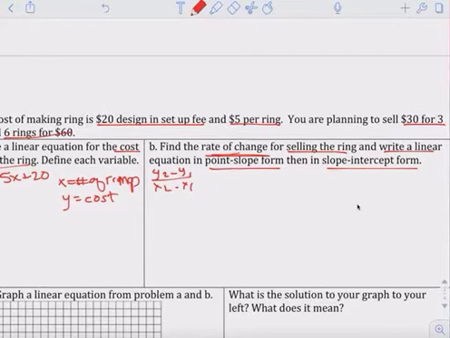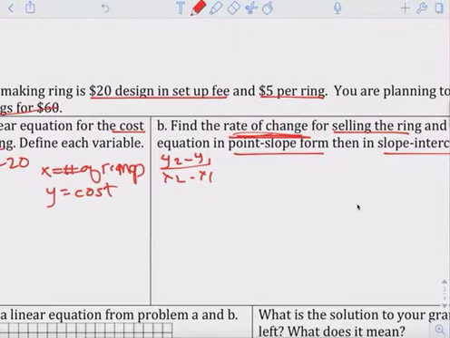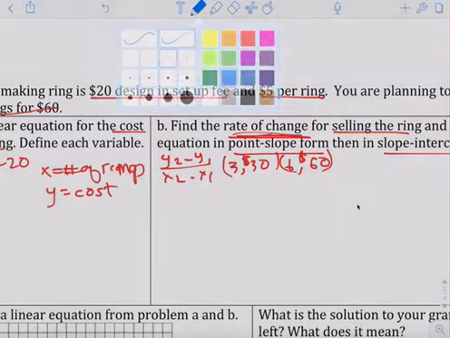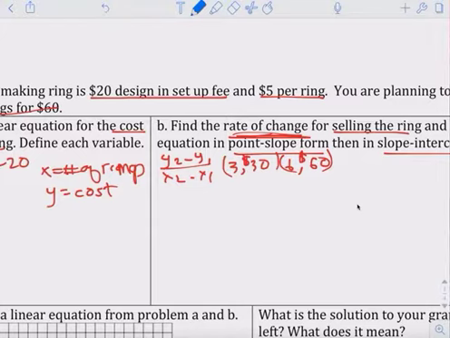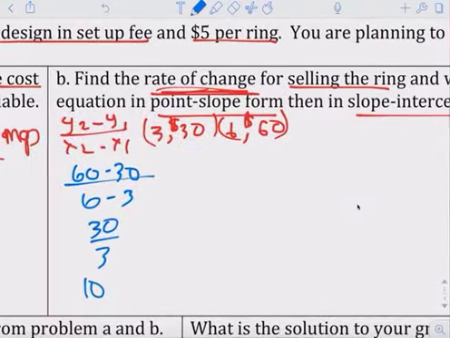Rate of change. So 3 and 30, 3 rings for $30, and 6 rings for $60. Now this is pretty obvious actually. So you get 60 minus 30 over 6 minus 3. 30 over 3 is 10. So the rate of change is 10.